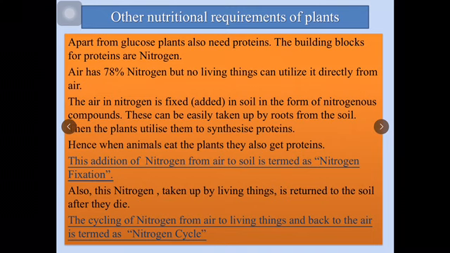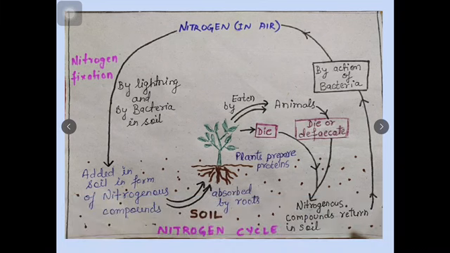So in the soil there is another type of bacteria which can convert the nitrogenous compounds in the soil to nitrogen. So what is happening? From the air the nitrogen is coming to the soil, and then plants and animals are making it into proteins, and when they die, these nitrogenous compounds come back to the soil. So from the soil it again mixes into the air. So a cycle is taking place from air to soil, from soil to air. So the cycling of nitrogen from air to living things and back to the air is termed the nitrogen cycle. This is the nitrogen cycle.